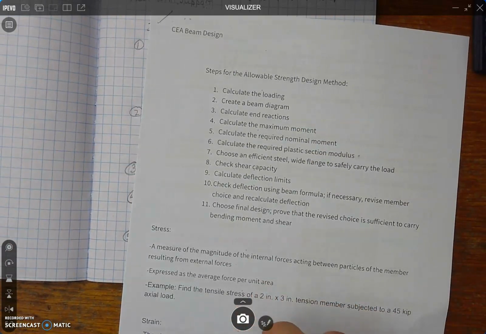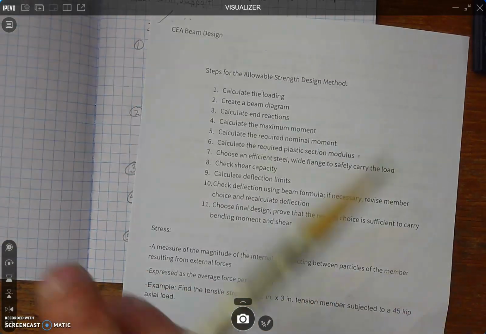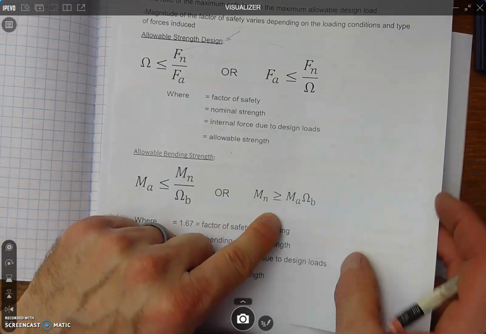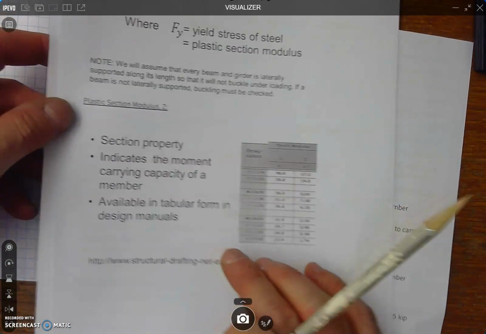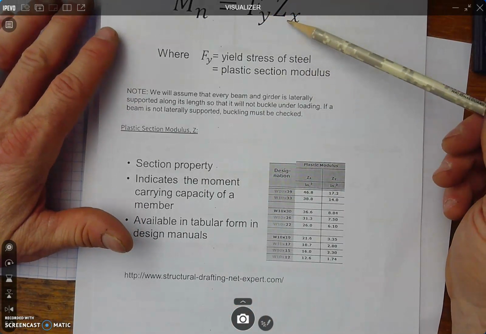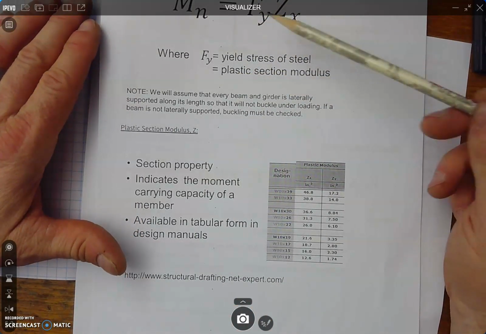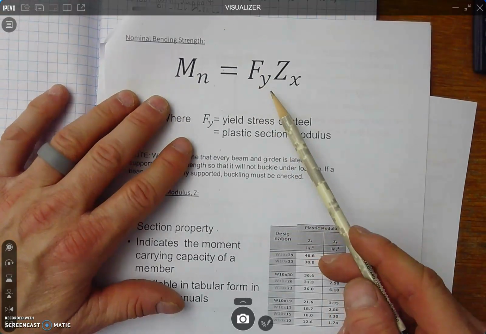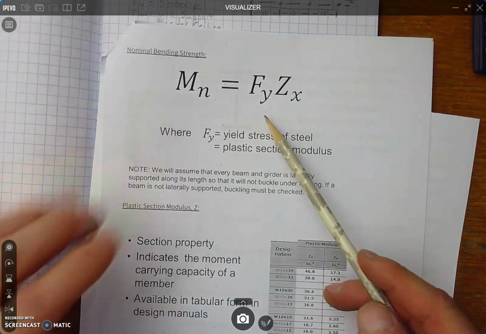There's another formula. So we did this one to find our allowable bending moment, and then we turn this over, and this is going to be our plastic section modulus. Okay, so we use this formula for our next step.